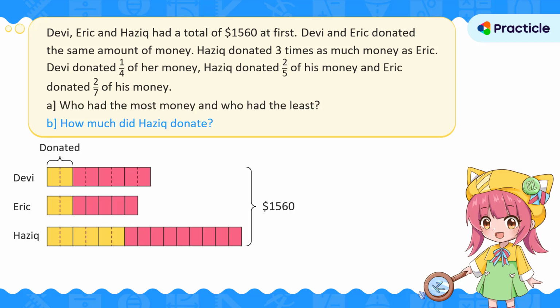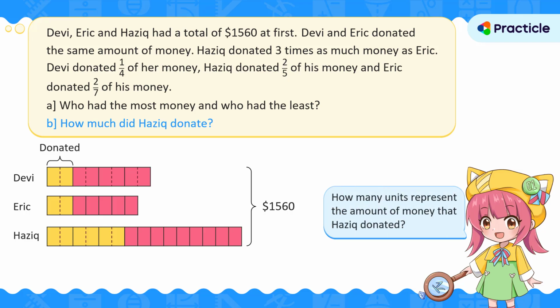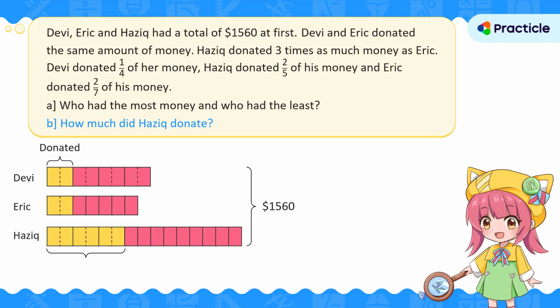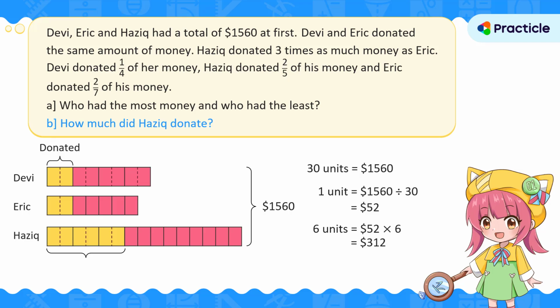How much did Hazik donate? Can you tell how many units represent the amount of money that Hazik donated? If you said 6 units, you're right. From the model, we can tell that 8 plus 7 plus 15, 30 units represent $1,560. First, let's find the value of 1 unit by dividing $1,560 by 30. Did you get $52? Then, let's multiply this by 6 to get the value of 6 units. This gives us an answer of $312. Hit the like button if you got that.